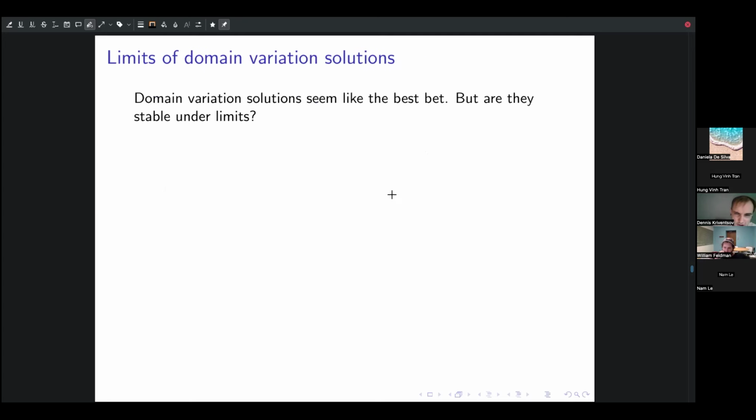Okay. So if you buy into this stuff that I just told you, then domain variation solutions seem like a good idea. They seem like a good bet.